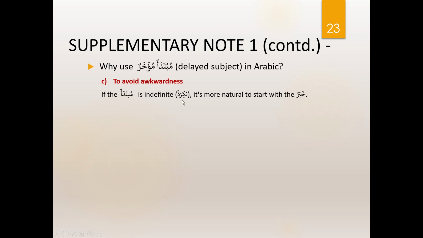If the mubtada is nakirah, what's nakirah? Indefinite. Common. So then it's more natural to start with the khabar, which is here, for example, talibun. Both nakirah. This is nakirah. Say your khabar is fil ghurfa. There is a student in the room. It is more acceptable than saying talibun fil ghurfa, because talib here is also nakirah. So it's better to put this.